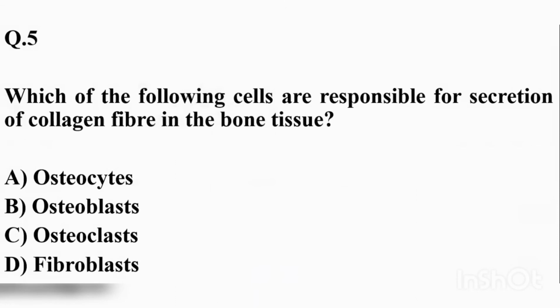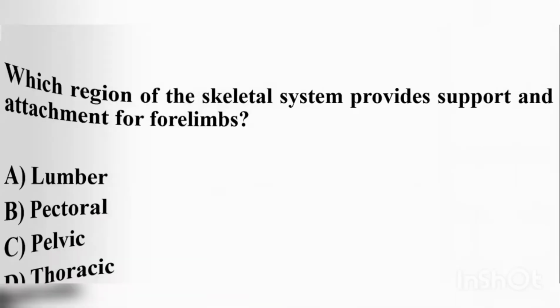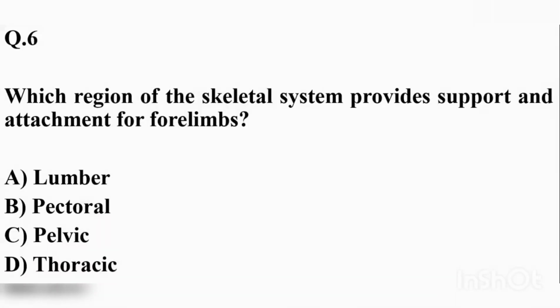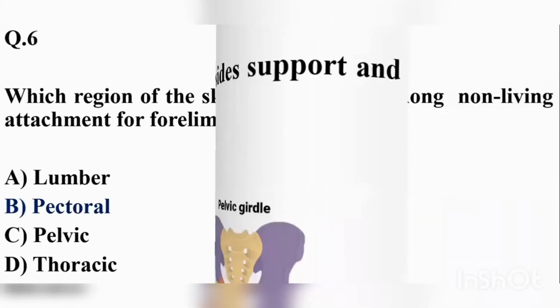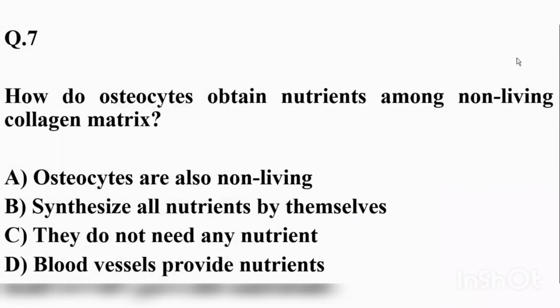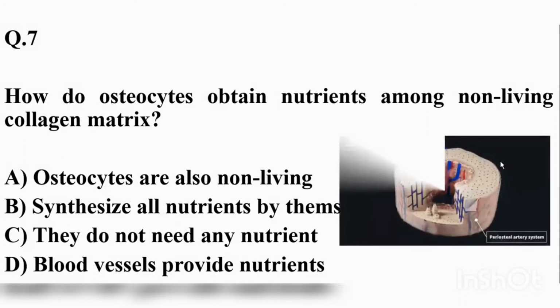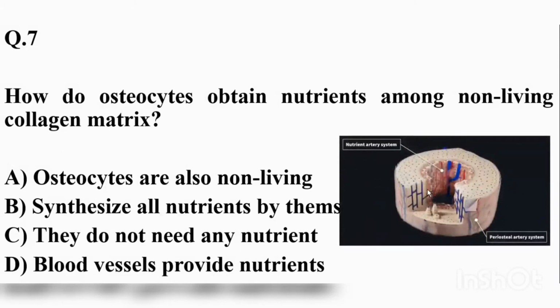Which of the following cells are responsible for secretion of collagen fibers in the bone tissue? These are fibroblasts, so delta. Which region of the skeletal system provides support and attachment for forelimbs? It's the pectoral part, which provides the attachment site for the forelimbs, and the pelvic part for hind limbs. So beta. How do osteocytes obtain nutrients among non-living collagen matrix? They are embedded in it in certain spaces and they get their nutrients from blood supply. So delta.